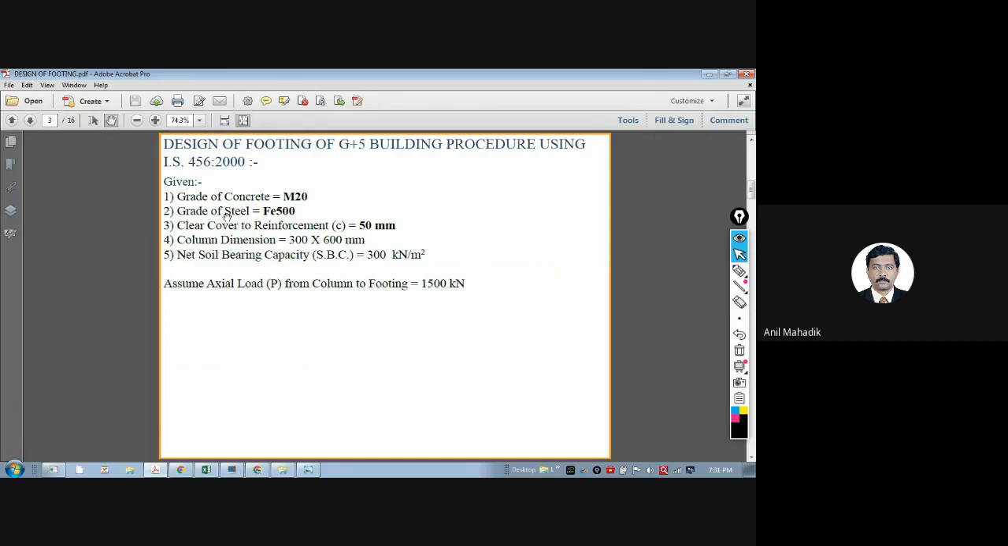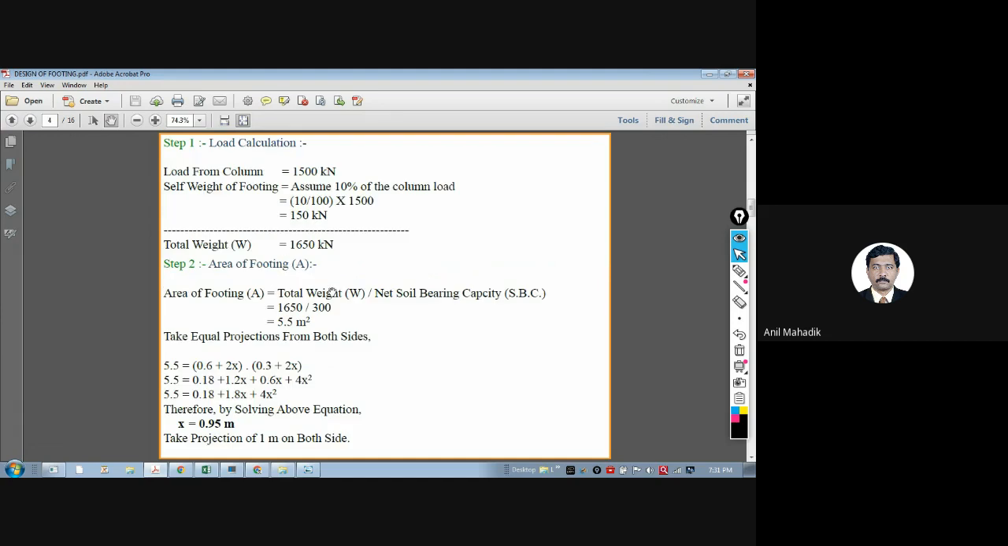Let's say this is our problem statement. Let's say we have grade of concrete as M20, grade of steel as 500. Generally, cover to the reinforcement in footing is between 50 to 75, so let's take 50 clear cover. Then column dimensions 300 by 600, SBC, soil bearing capacity, 300 kilonewton per square meter, and axial load on the column is 1500 kilonewton.